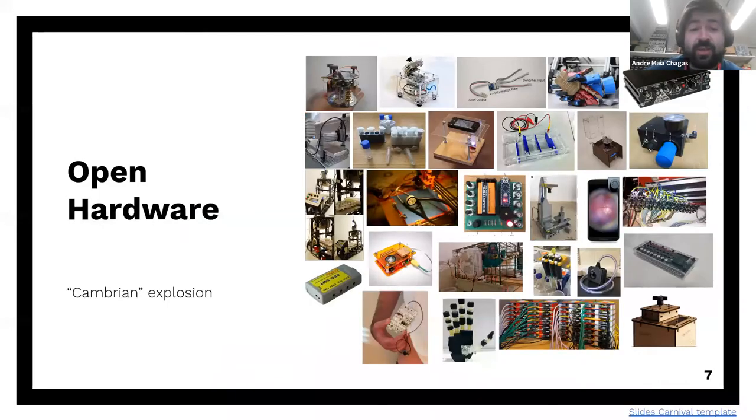Luckily for us, there is what I'm calling the Cambrian explosion of open source hardware going on. What you're seeing here are a lot of projects that are currently available. Some highlights that I think are really cool: on the top left, you can see this little object on the palm of a hand. This is an atomic force microscope, right? It images really, really tiny stuff, measuring nanometers and things that are really small.